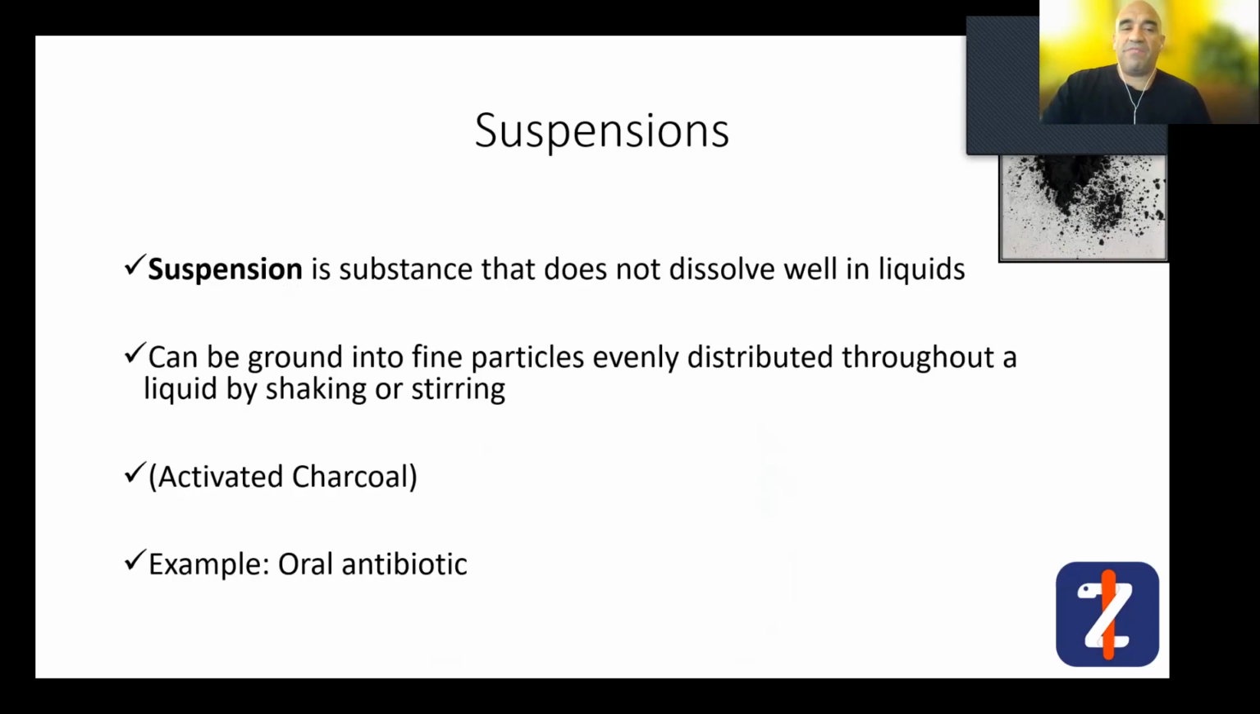Suspension. All right, suspension. Now, if you can see in the upper right side, you see some powder, like black powder there. That's activated charcoal. All right, so suspension is a substance that does not dissolve well in liquid. It can be a ground or fine powder, which is what you see there in the picture, and eventually it distributes through the liquid by shaking and stirring. So with that substance, you have water and then the powder, and then you have to mix it up. This is known as activated charcoal.